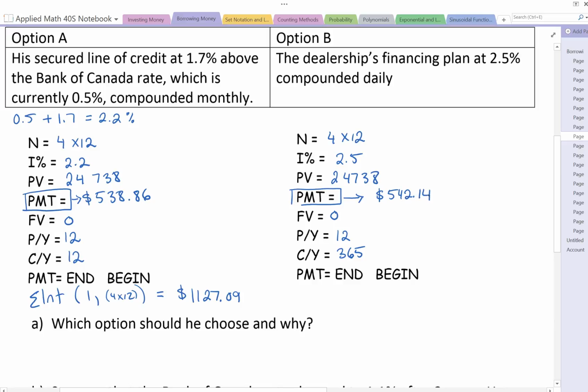$542.14. Now remember what I'm saying, you should get, that means you should probably press pause on the video, plug this in, and double check that you're getting the same solutions. Doing the sum of the interest as well. This would again be 1 to 48, same as before.